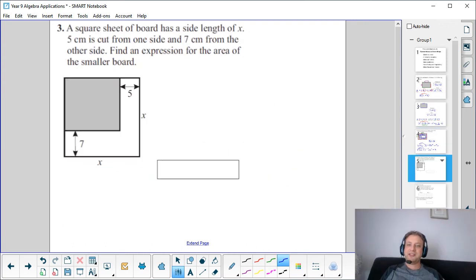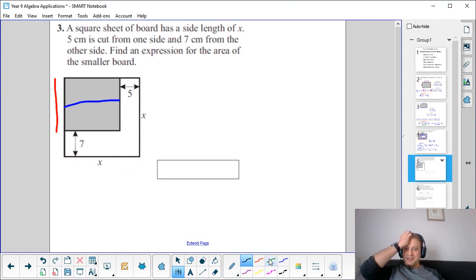Right, so the next one is also going to be a problem looking for a shaded area. So we're trying to figure out how much area we've got here. We're starting with a big block, and we're getting rid of these edges here. So the trick to this one is we've got to figure out an expression for how long this part here is, and an expression for how tall it is. So what they've told us is that the entire length of this square board is called x.